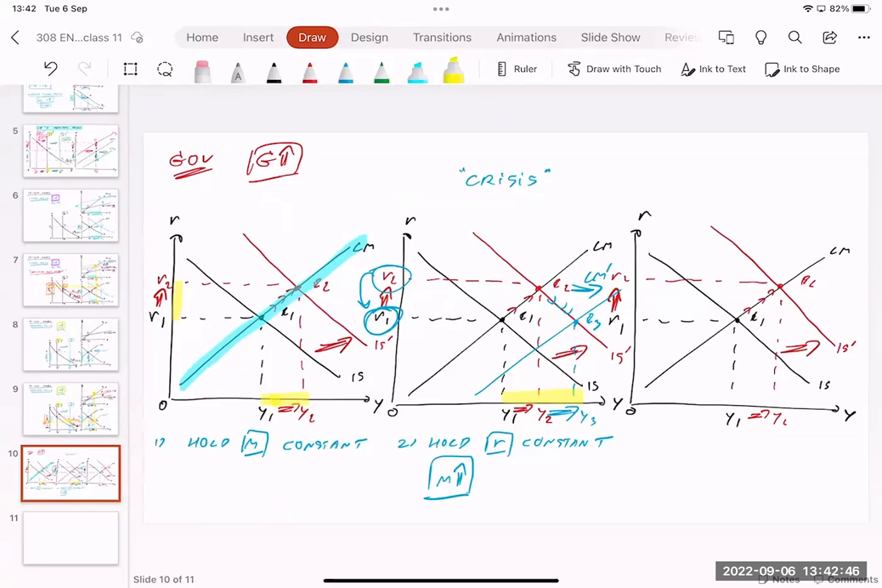GDP increasing a lot, and the real estate going down to R1 again. Okay, the real estate is constant at R1. This is what the central bank is going to do when the economy is not good. We have a crisis. This is number 2. Number 3, the central bank may respond by holding Y constant.